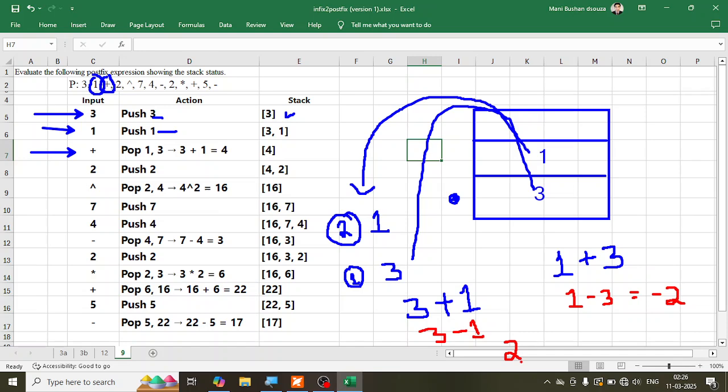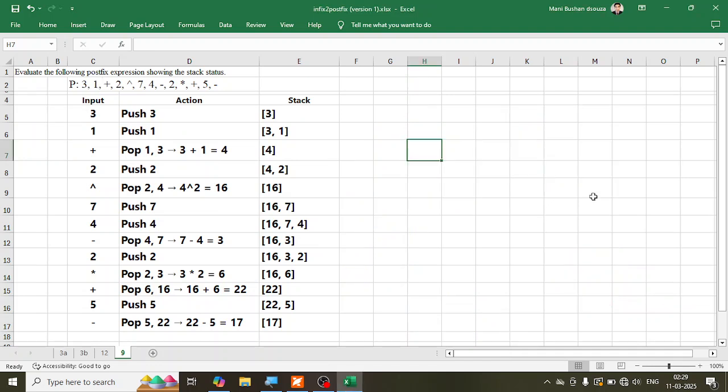The order in which you evaluate makes a huge difference. So always remember that the first one that enters the stack is the first operand. The second one that enters is the second operand. So it is the reverse order in which you have to do the evaluation. So what we have in the stack now is the 3 and 1. You pop the elements, and even though 1 and 3 are popped out, when you do the calculation, it is 3 plus 1. That is going to be 4.